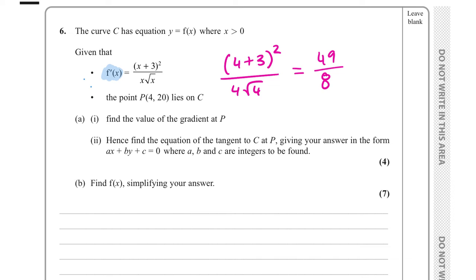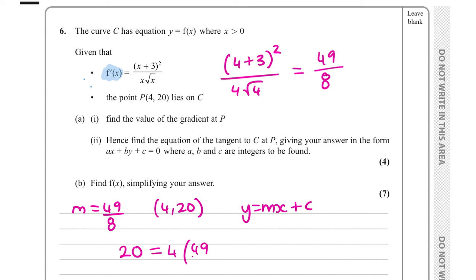Hence, find the equation of the tangent. Do I have to change the gradient? No. y equals mx plus c. So 49 over 8. What's our coordinate? 4, 20. So if we're using y equals mx plus c, I'm going to have 20 equals 4 lots of 49 over 8 plus c.